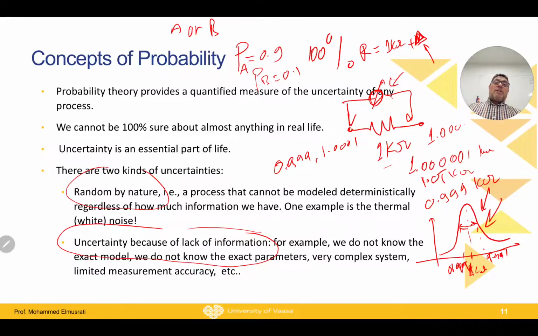The worst case from a certainty point of view is when the probability of A is equal to the probability of B, equal to 0.5. In this case, it is 50-50, and this reflects the highest uncertainty. So the highest uncertainty is not 0.9 and 0.1, and not 0.99 and 0.01. Actually, the highest uncertainty is when the probability of A is the same as the probability of B, and those are equal to 0.5.